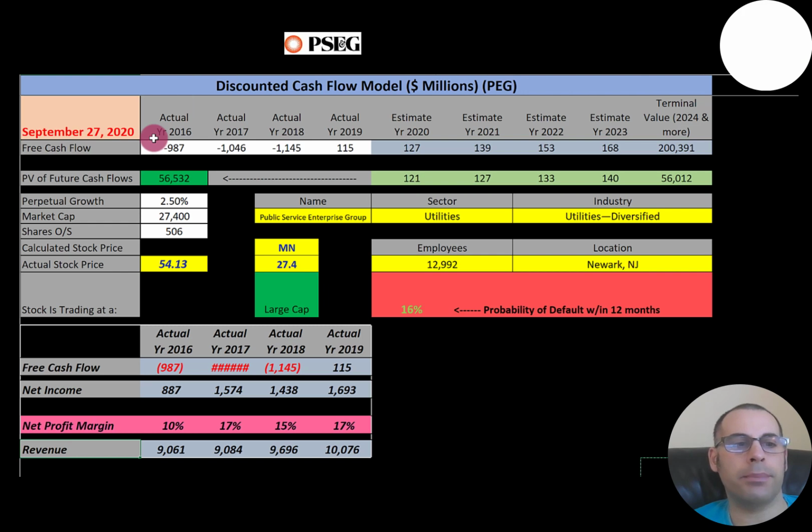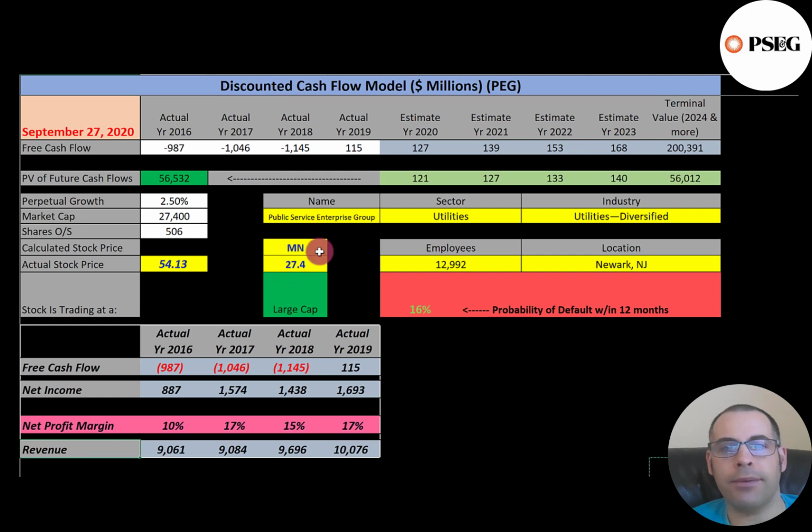The fourth company is Public Service Enterprise Group. It is a diversified energy company established in 1985. Its largest subsidiary is a regulated gas and electric company in New Jersey. Let's get started with the model. This is a big company, $27 billion market cap. They're trading at $54 a share, and they have 500 million shares outstanding.